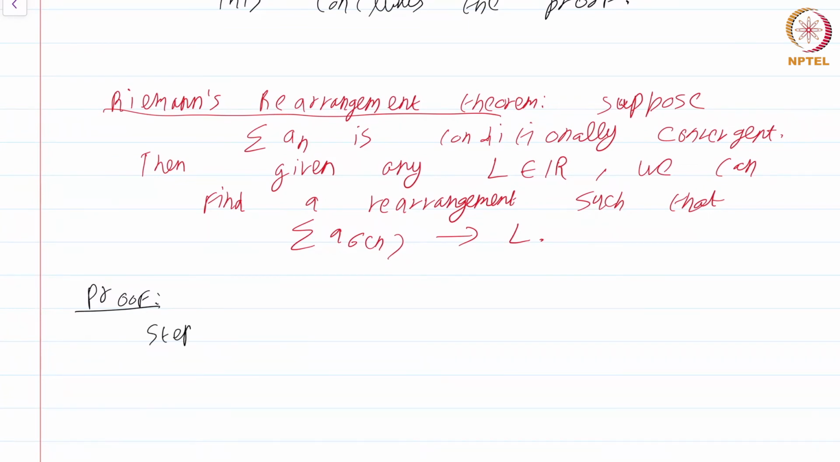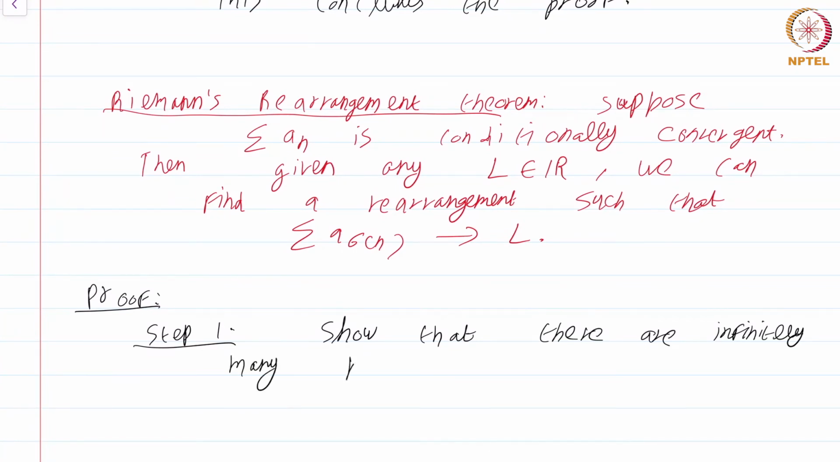Step 1. Show that there are infinitely many positive as well as negative terms in an. It cannot happen that an has only finitely many positive terms. It cannot happen that an has only finitely many negative terms. This is very easy. This is just a warm up.